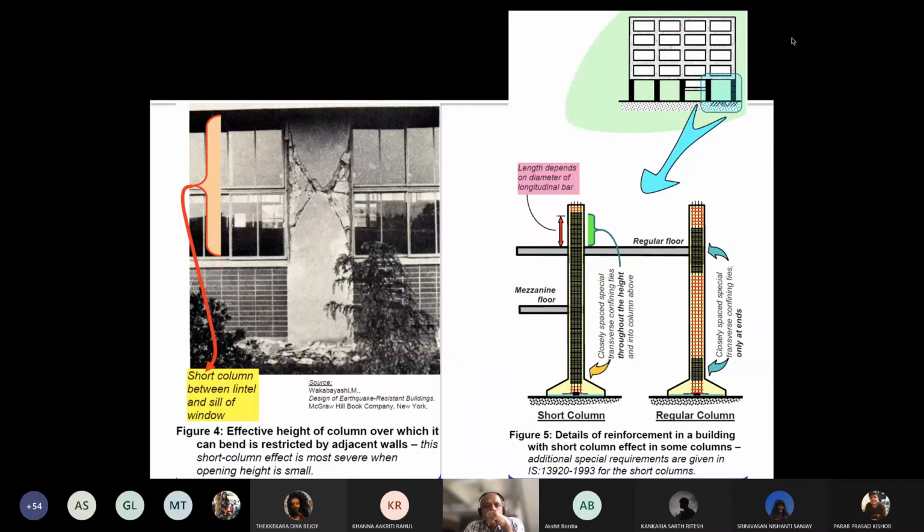How do you avoid this? In the short column, you have to closely space transverse confining ties. In the regular column, you have closely spaced ties nearer to the floor as well as the foundation. So wherever you have a short column or a mezzanine, you need to ensure that there are adequate ties nearer to the floor to handle the stress and eliminate the short column effect.